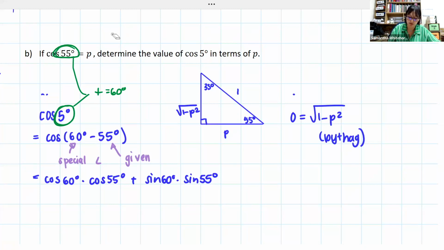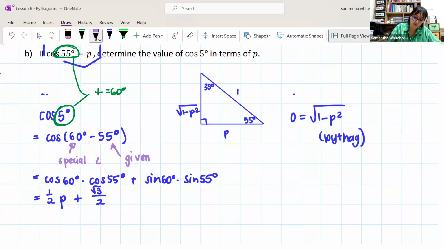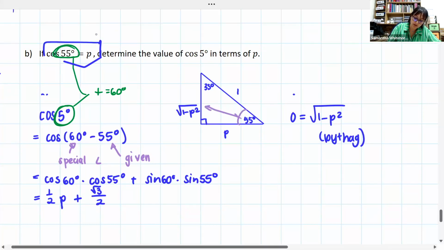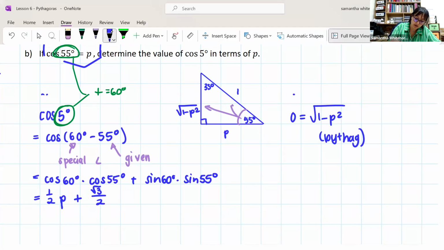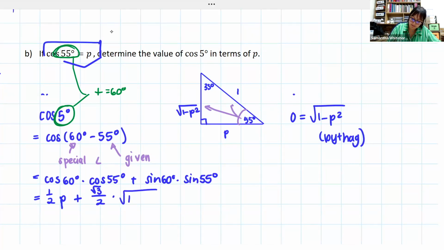And now I go and work all of that out. Cos 60, special angle, a half. Cos 55, that was given to me in the question, so that's just P. Plus sine 60 is root 3 over 2. And sine 55, we weren't given that information, but we can work it out. Sine, opposite over hypotenuse. So this would now be root 1 minus P squared. Now we can't really do much with this. This is just a really gross looking expression.